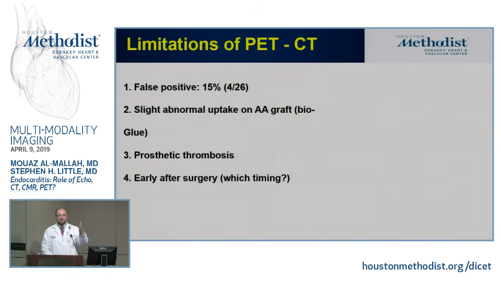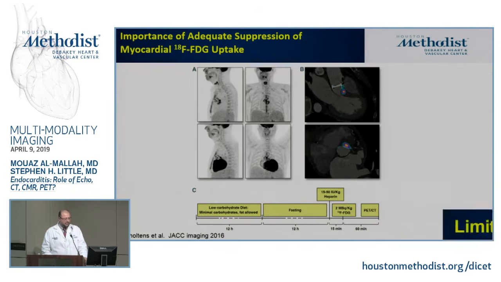And we see it also in CT. It kind of lights up, and you think that it might be contrast or something in there. If there is prosthetic thrombosis early after surgery, this is why the guidelines in Europe elected to go more than 3 months. Although a few studies here and there suggest that if you have a negative study after surgery, it kind of rules out endocarditis. So I'll show you some of the examples.